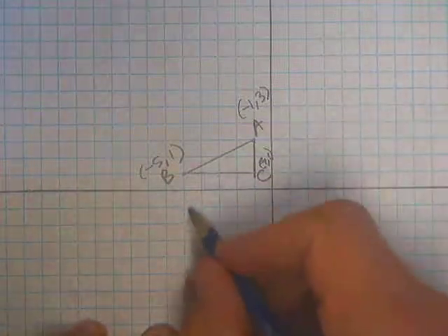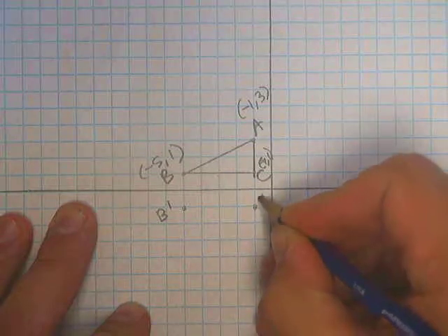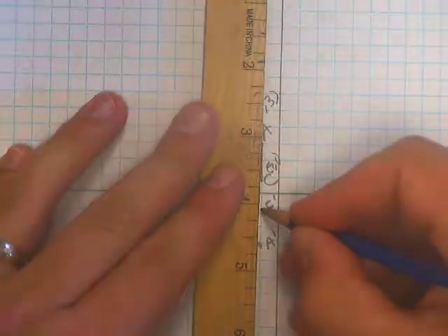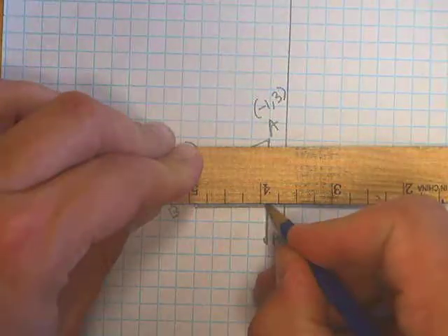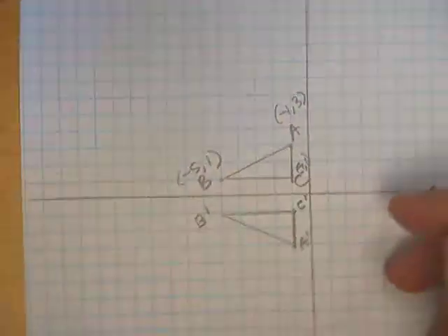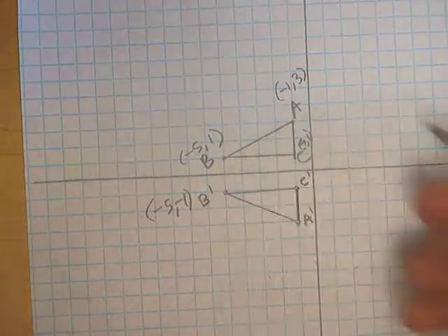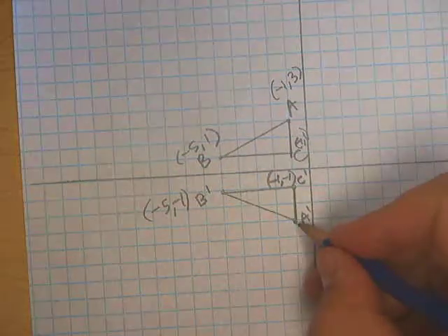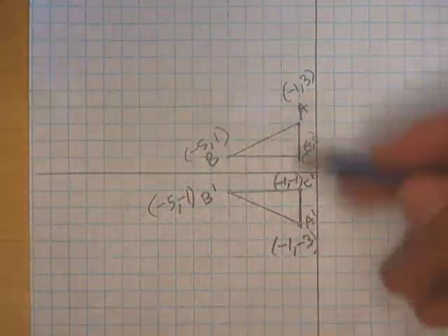Okay, so when I reflect it down here, B prime looks like this, C prime looks like this, and A prime looks like this. I'm going to connect that. Connect those points. All right, so if I look at those, I look at B. B is negative 5, negative 1. C is negative 1, negative 1. And A prime is negative 1, negative 3.